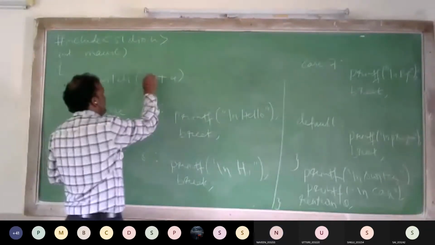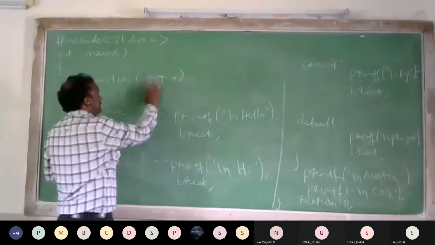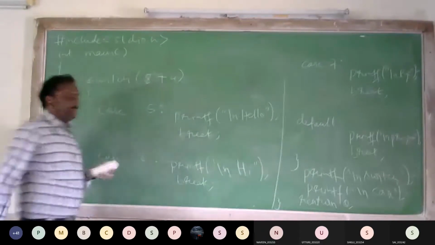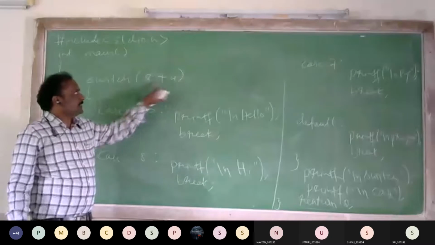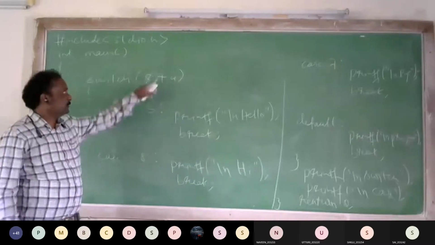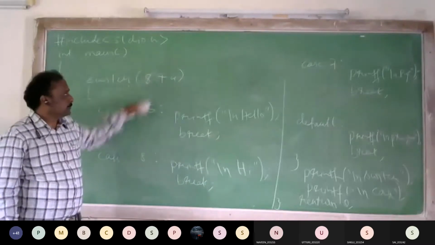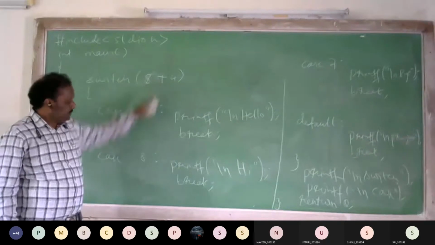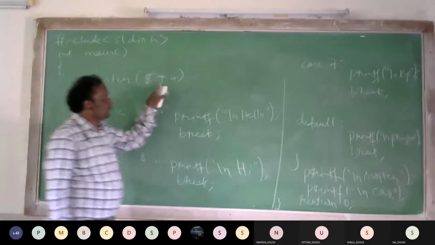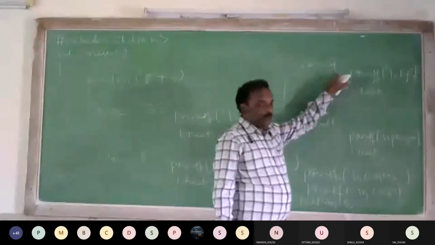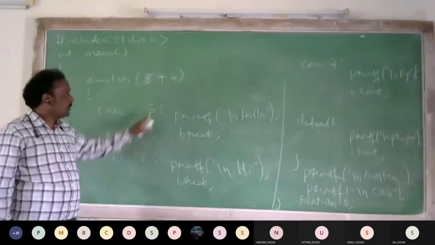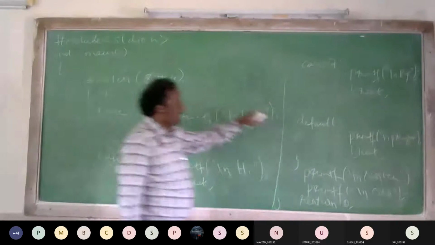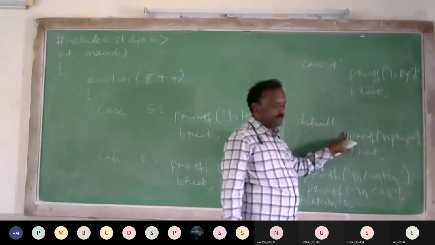Now if I change this one, 8 plus 4. What is 8 plus 4? 8 plus 4 is 12. Now, first it will match for 5. Is 12 equal to 5? No. Is 12 equal to 8? No. Is 12 equal to 7? No. So here it is not matching with all the case constants. Then it will execute the default block of statements.